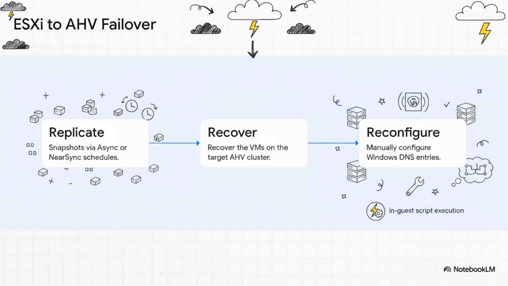Well, here is the quirky little detail the exam is going to test you on. When you do a CHDR migration from ESXi to AHV, it actually drops the DNS configurations of your Windows VMs. They just don't carry over. So once the failover is done, you're going to have to go in and manually reconfigure those Windows DNS entries. Or if you want to be a pro about it, you can use an ingest script inside your recovery plan to automate the whole thing.